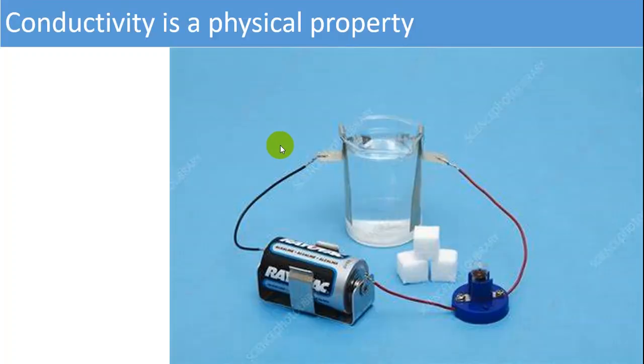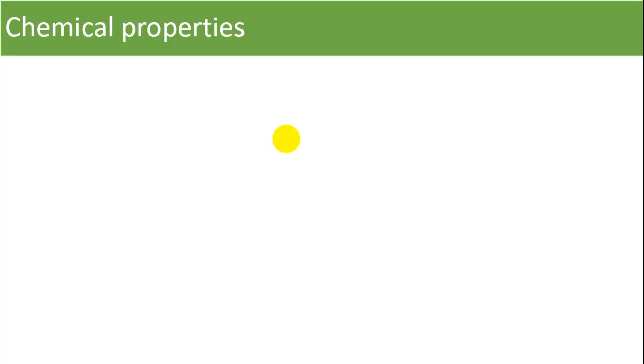The conductivity is a physical property. Some substances can conduct electricity, like iron, like metals. Also, we have other types of substances like wood, like paper, all of them that cannot conduct electricity, so they are bad conductors of electricity.